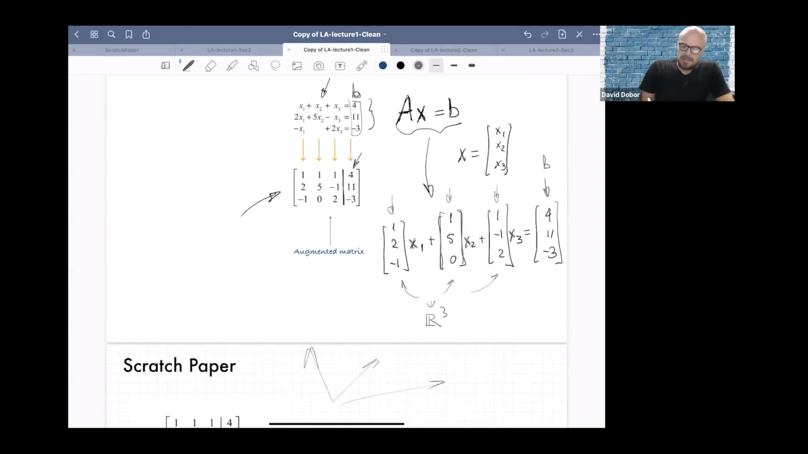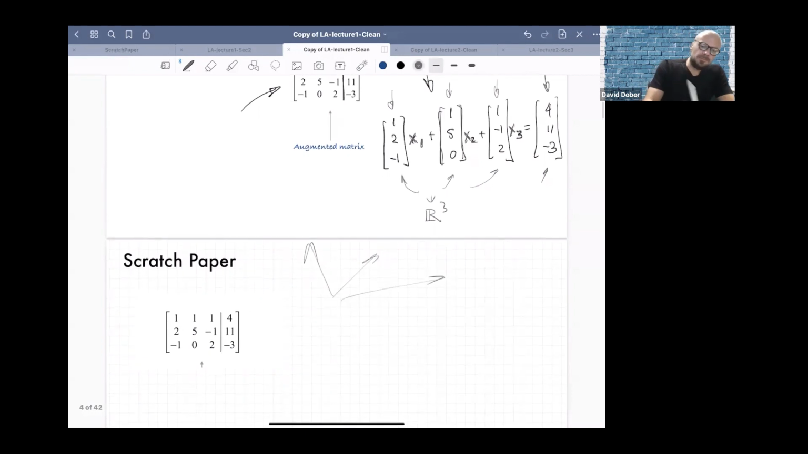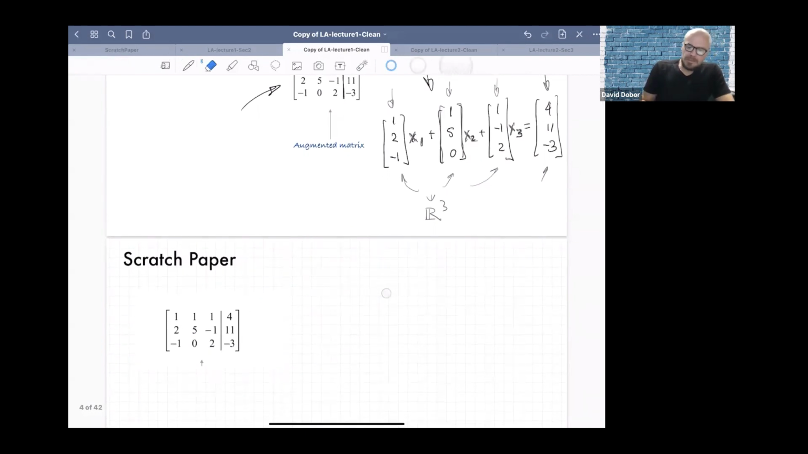So again, this is the mixture of variables, x1, x2, x3, that we're looking for, that lead to this vector. So now let's carry out this procedure that we'll call Gaussian elimination, somewhat of a misnomer.